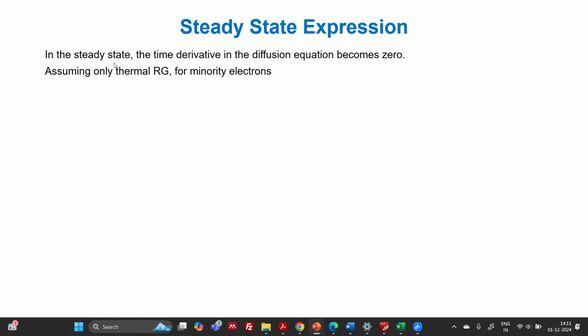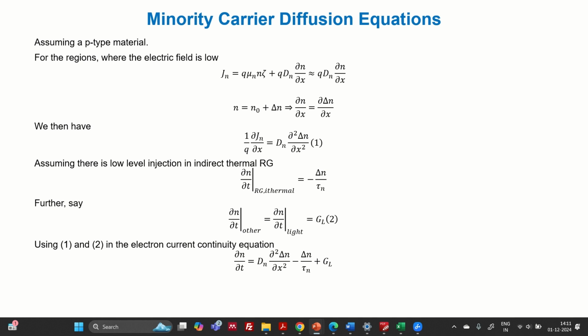And if we just assume that there is only thermal recombination generation, there can be some light also. If there is light, you can just add that. If there is no light, then that's okay. So if we assume that there is only thermal recombination generation and no other mechanism, then from the current continuity equation, del 2 delta n by del x square will be equal to delta n by Dn into tau n. So where is this coming from? It's coming from this equation.